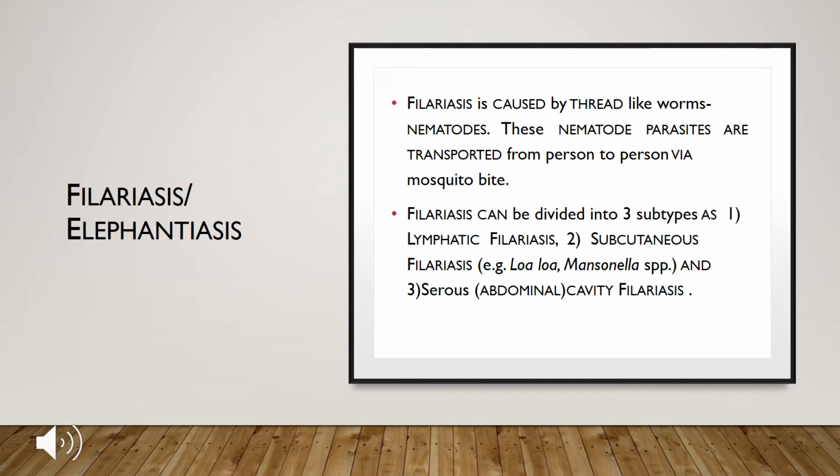Filariasis can be divided into three subtypes. Number 1, lymphatic filariasis. Number 2, subcutaneous filariasis. And number 3, serous, that is abdominal cavity filariasis, that depends on the region where it is actually affected. So filariasis is caused by worms and it is transported by mosquito. So here the vector is mosquito.